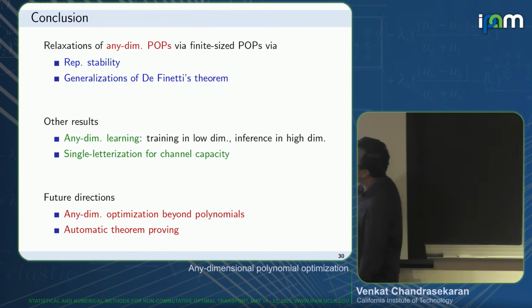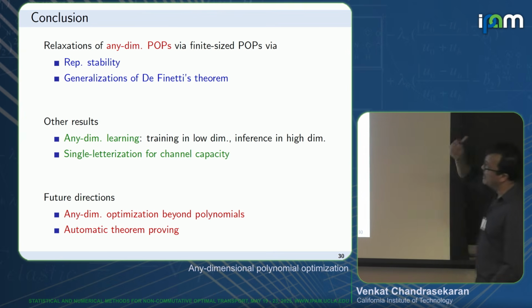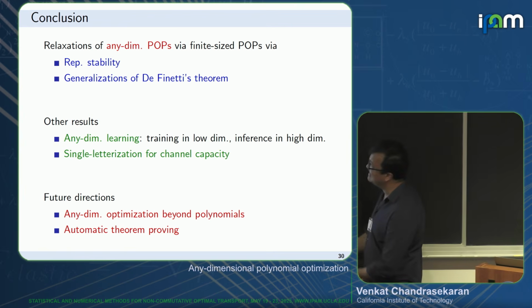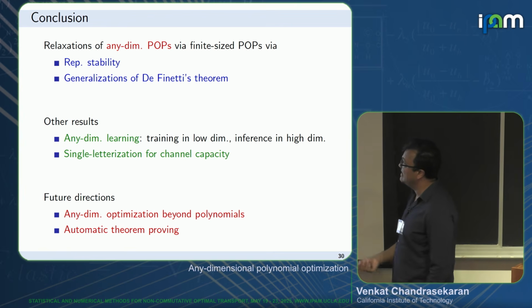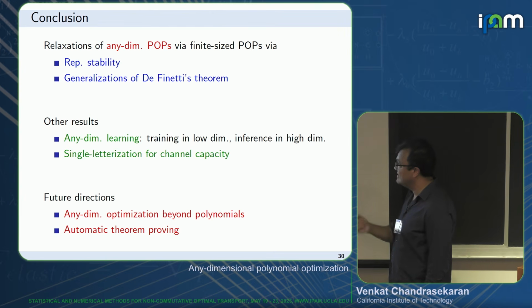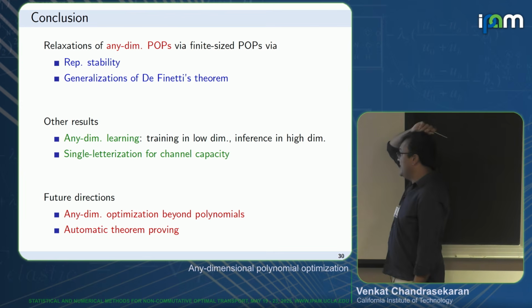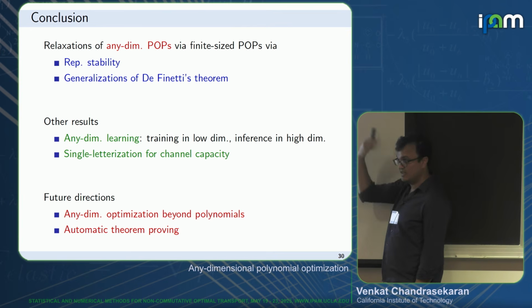But okay, I'll conclude now. We developed a framework for any-dimensional POPs where we produce relaxations or bounds using finite-sized POPs. And rep stability and de Finetti's theorem and its generalizations play a key role. There are other things that Eitan's been working on, where you can do sort of learning analogs of these things. You can train in low dimensions and apply the learned decision rules in high dimensions if you have a suitable notion of relation across dimensions.